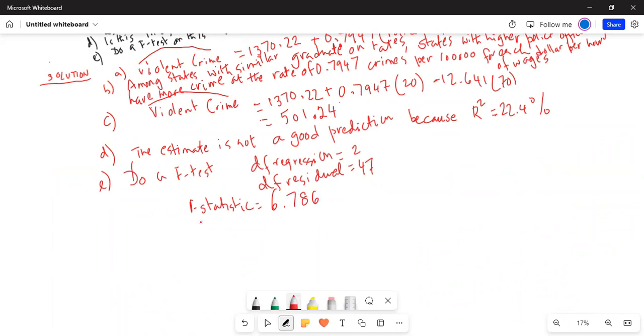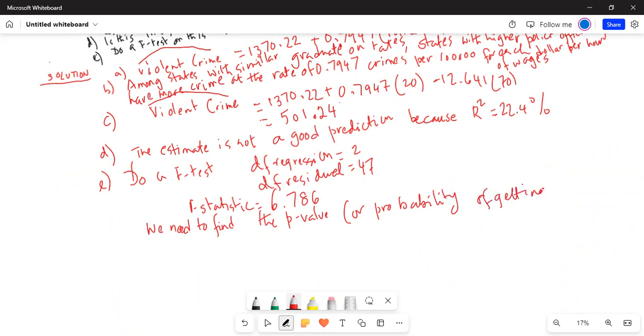Okay. So we need to find the p-value, or probability of getting a test statistic as extreme as 6.786. Okay.